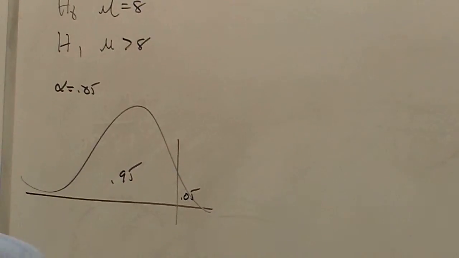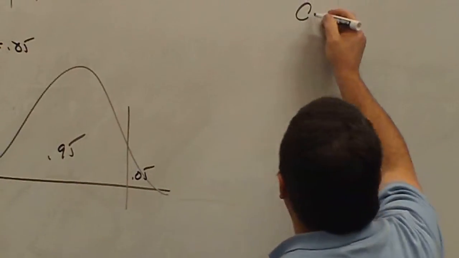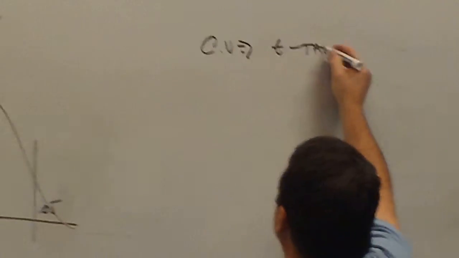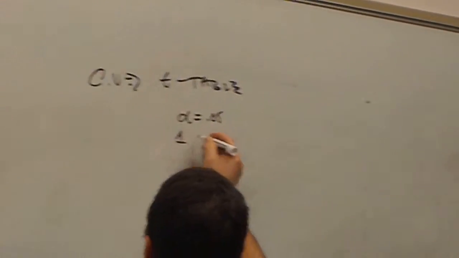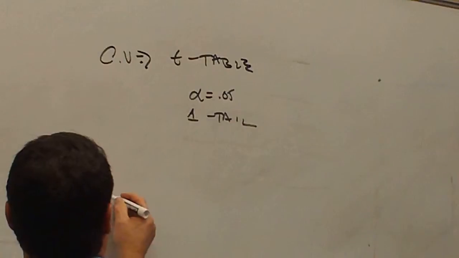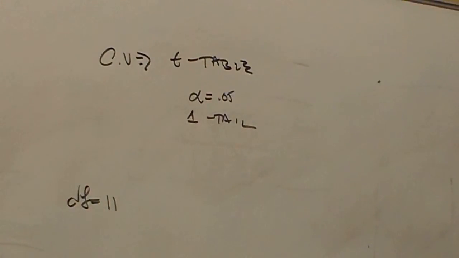So now we have to find our critical value. How do we find our critical value? We find it from the t-table, right? I'm looking at alpha equals 0.05, 1 tail. What's my degree of freedom? 11, right? I have to take 1 away from my sample size. What's my sample size? 12. That's why I look at the 11 row, degree of freedom 11.